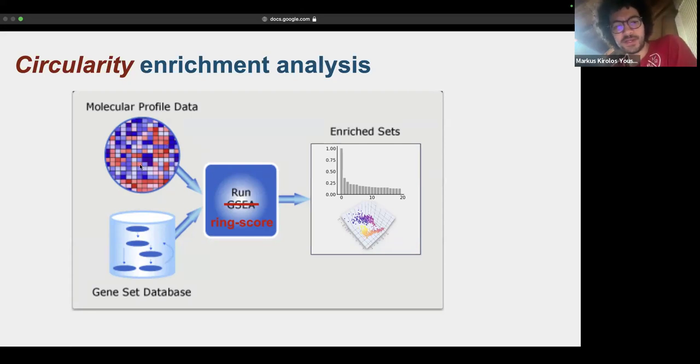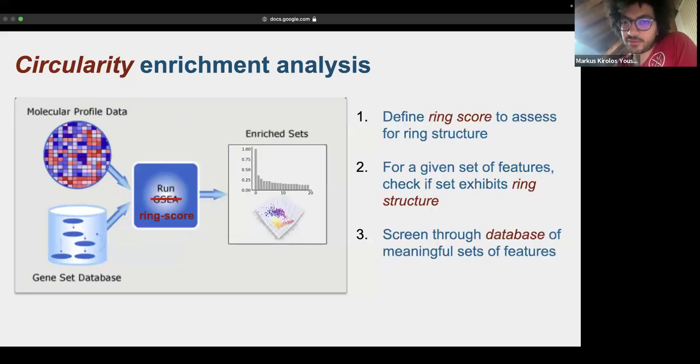And then we start with our molecular profile, which is our single cell RNA sequencing experiment, and then we just screen through a predefined collection of gene sets, which you can think of as a predefined set of projections. So we just need to screen through these projections, see if they have a high ring score, and then fish out the ones that have a high ring score.